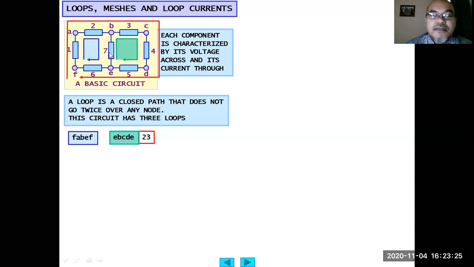The third loop is this one: F, A, B, C, D, E, F. Yeah, this is the third loop, the red one.